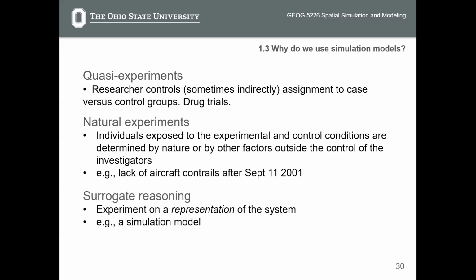When we're using simulation models, this type of experiment is called surrogate reasoning, experiment on a representation of the system. Here, when you are using a simulation model, it is a representation of the system. It's not perfect, but it has the components you care about, so you use it to simulate the actual system in the real world, right?